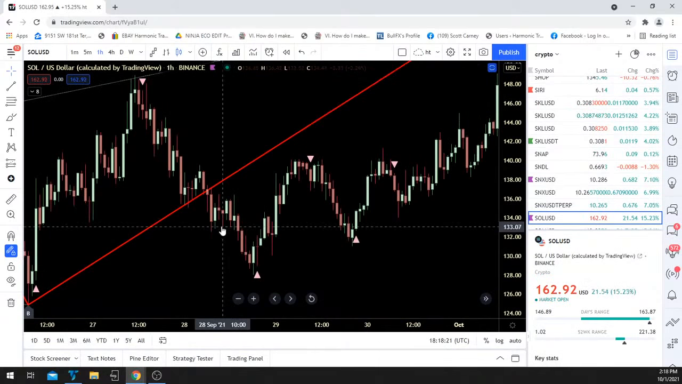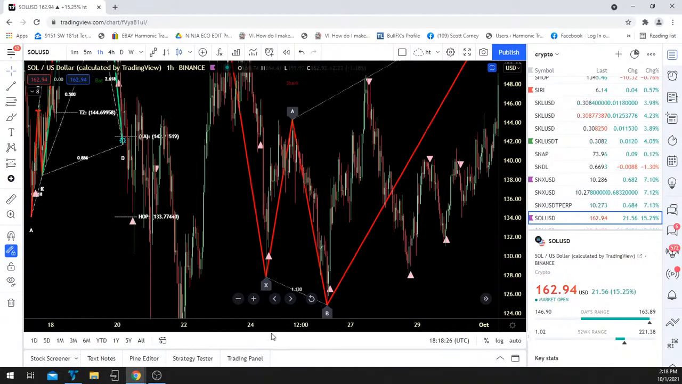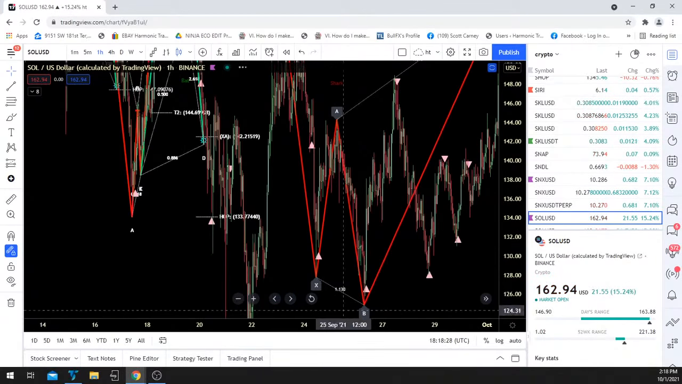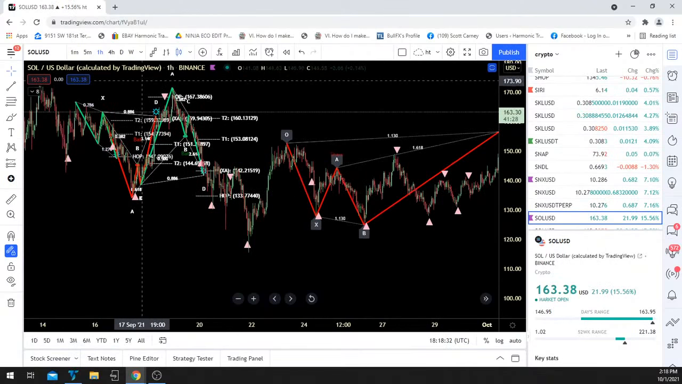Breaking out. Last week we were talking about 136. Anywhere under that level, we had some longer term patterns. That's, again, check out last week's session. Let's go to the 4-hour chart.